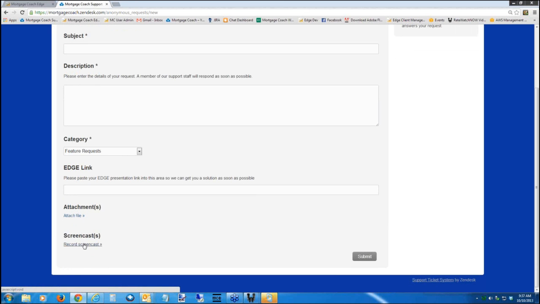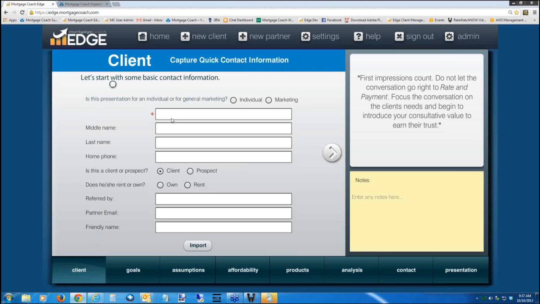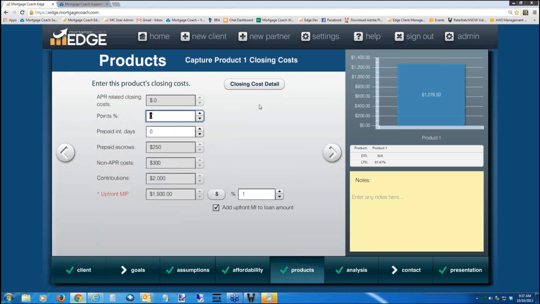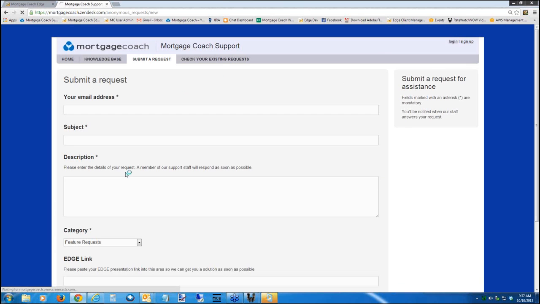So if you're in Edge and you're running into a problem where you're having a hard time figuring something out, let's say I'm in Edge here and I'm in my products area and I'm just not quite sure what to do with my closing cost detail. How can I edit this contributions line? This is a very common question that comes through our support box. So if I go to submit a ticket, I can now hit record screencast.